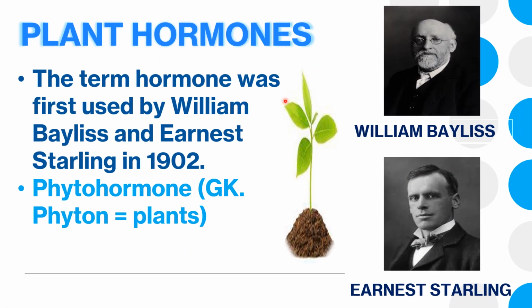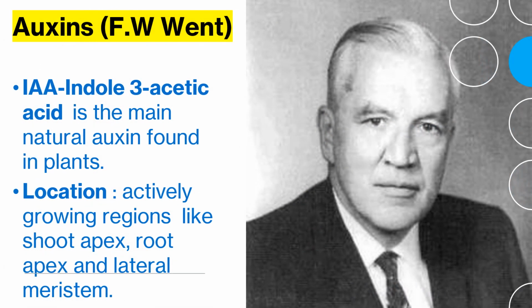The term hormone was first used by William Bayliss and Ernest Starling in 1902. The term phytohormone was coined to distinguish them from animal hormones. Phyton means plants. Then another name of plant hormones is phytohormones. We can discuss the plant hormones in detail. First we can discuss auxins.